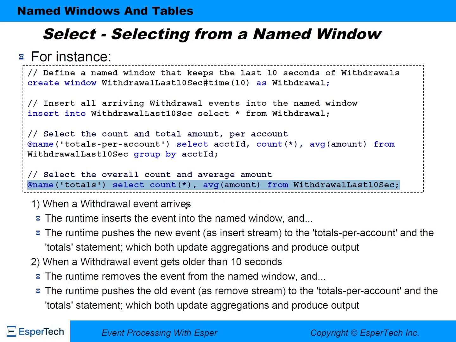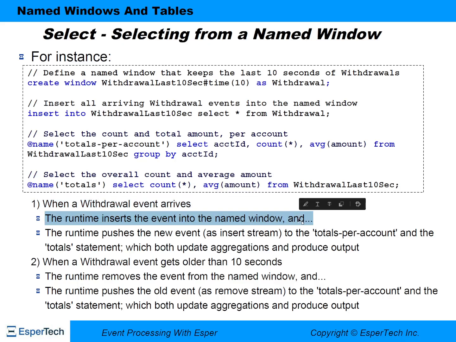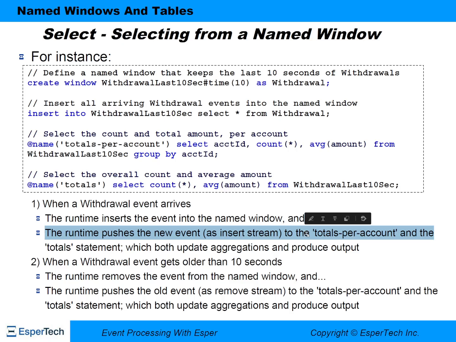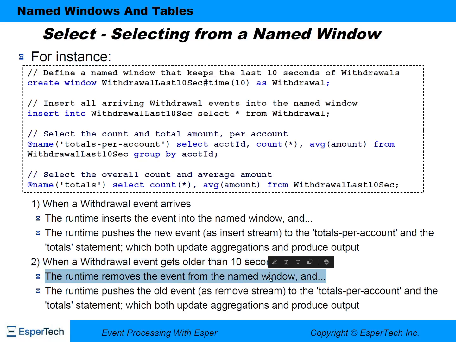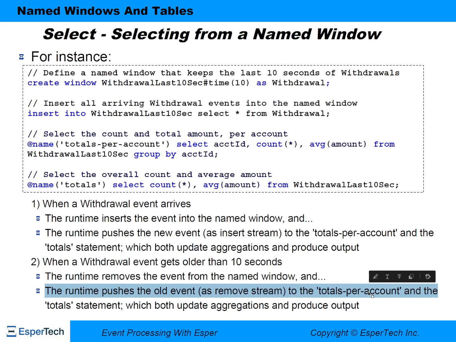When a withdrawal event arrives, the steps that take place are: the runtime inserts the event into the named window, and the runtime pushes the new event, as insert stream, to the totals per account and the total statement, which both update aggregations and produce output. When a withdrawal event gets older than 10 seconds, the steps that take place are: the runtime removes the event from the named window, and the runtime pushes the old event, as remove stream, to the totals per account and the total statement, which both update aggregations and produce output.